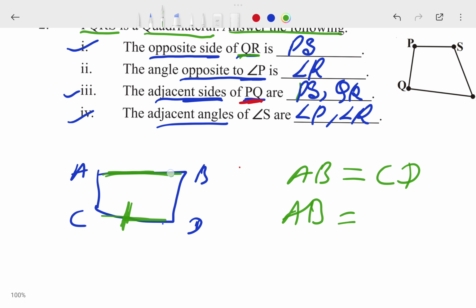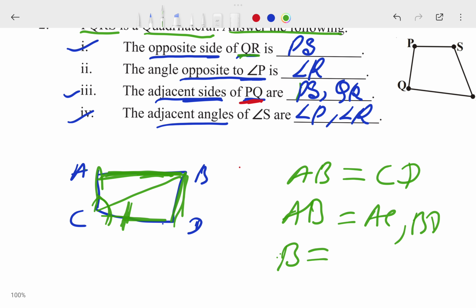So you will say, sir, this is AB, one line is intersecting and this line is also intersecting in this one. So AC and BD are our adjacent sides. Like that, if I ask you what is the opposite angle of B, you do it like that and see. Option C, this C is the opposite angle of B.